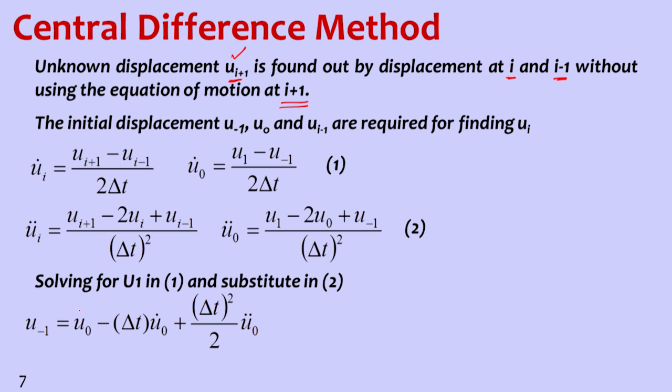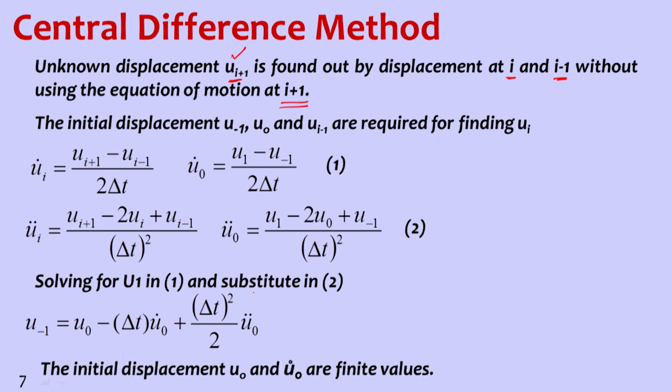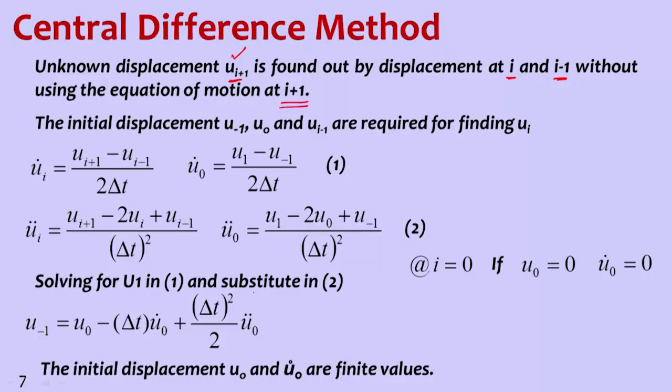So we know the initial displacement and initial velocity, but how about the initial acceleration? For finding the initial acceleration at time i equal to 0, if u0 is 0 and u dot 0 is 0, before the start of vibration, the initial displacement is 0 and the initial velocity is also 0, so both are zeros.